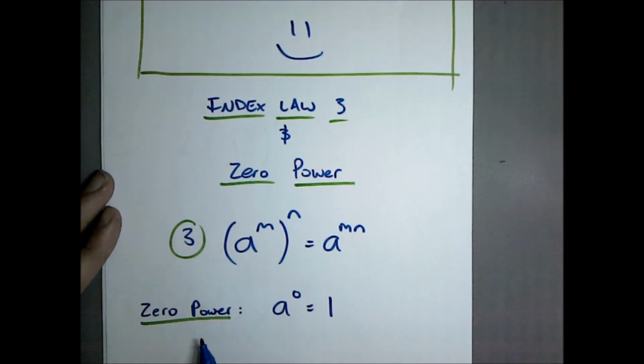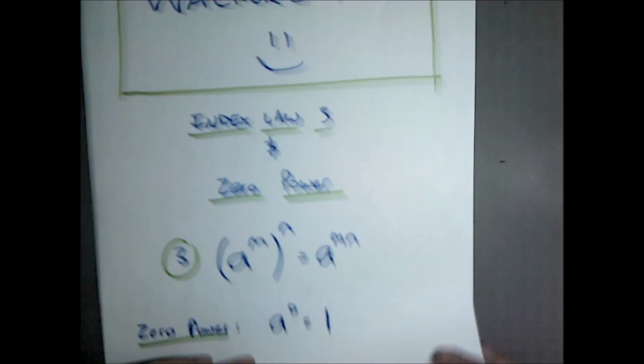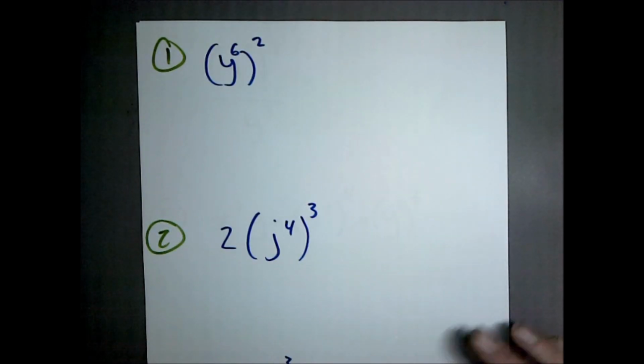Now for the zero power rule, simply, I've got a to the power of 0. Now this a could be any number at all, but if anything is to the power of 0, it always equals 1. So I'll do a couple of examples, having a look at index law 3 first.